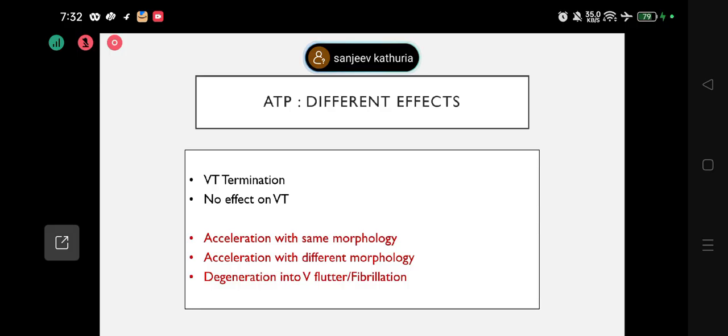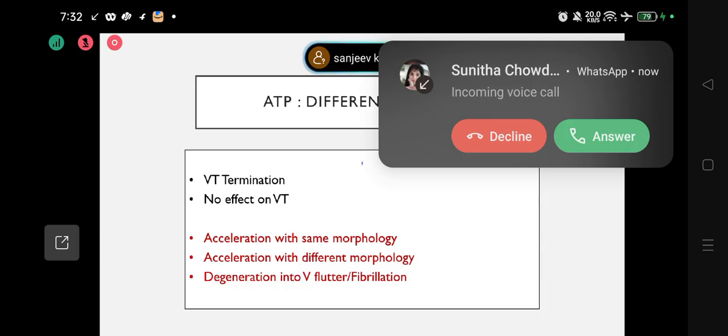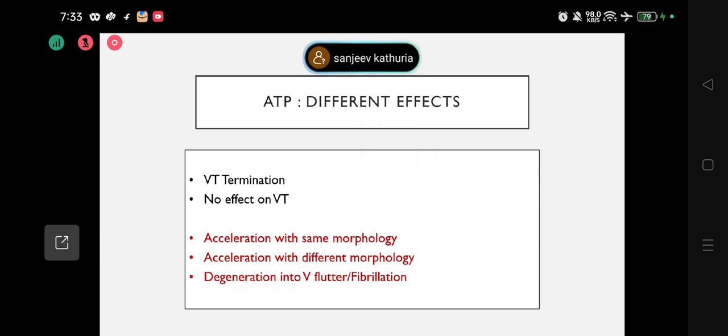Remember, the good effects are the ones which I've told you. The bad effects are: it can become as fast as you are, it can change the morphology, change its shape, or collide with you and degenerate into VF and kill the patient. These are the three different effects. I've explained it to you in a simple way. So, this is what I wanted to explain to you.